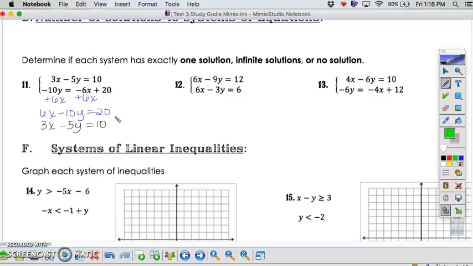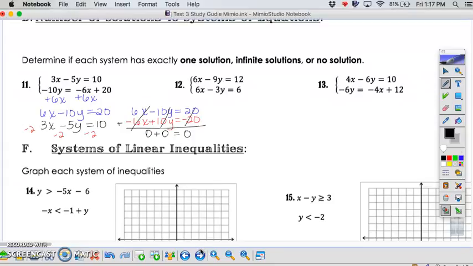Now, some of you can recognize how many solutions there are at this point. If I use elimination, I would need to multiply the bottom by -2 to eliminate my x's. And that gives me -6x, positive 10y, and -20. And on the top, I've still got positive 6x, -10y. So let's see what happens when I add these together. When I add these together, you should see that everything cancels out. So I'm left with 0 plus 0 equals 0.